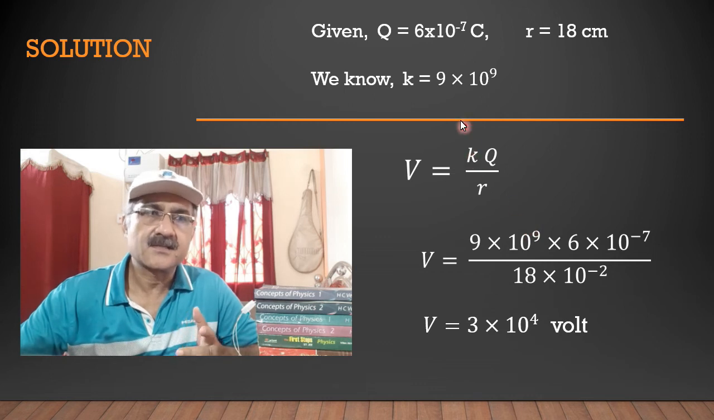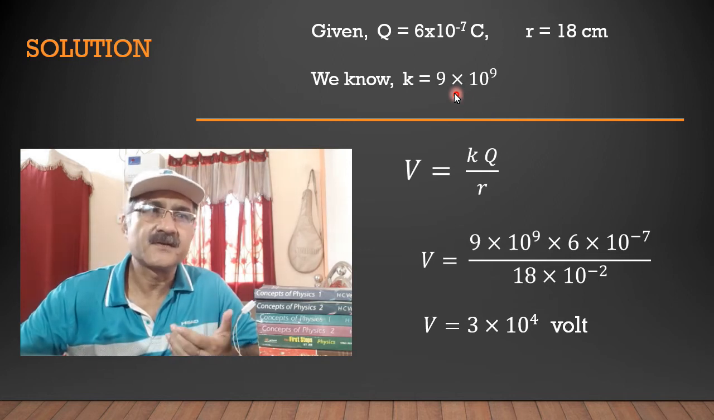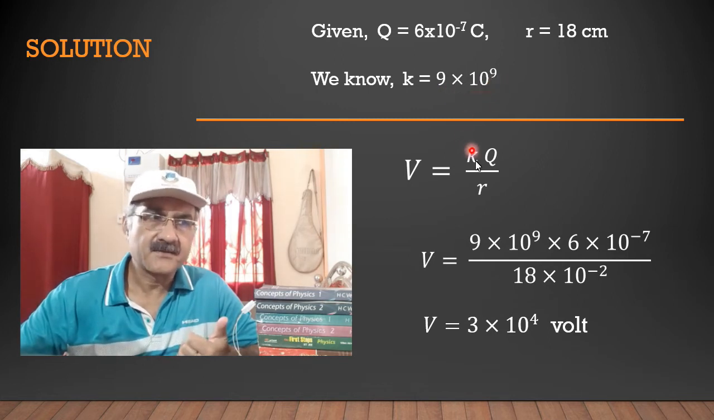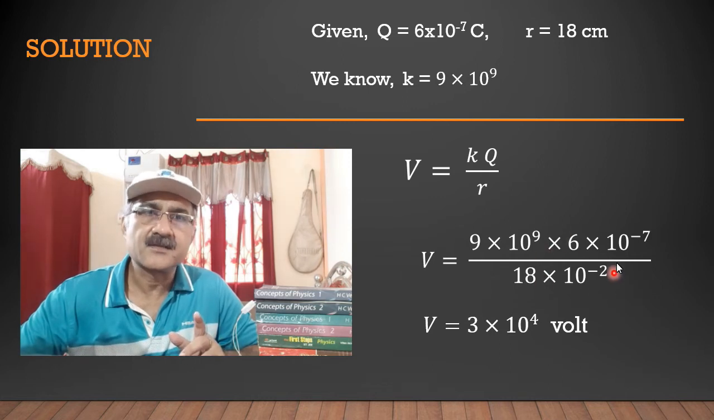K is a standard value. This you should memorize, and sometimes in the exam they give this value, but you should memorize it. It's very simple: 9 into 10 to the power 9. Then replace the value of K here. For Q, write this. For R, 18 centimeter, so 18 into 10 to the power minus 2, converting it into meters, because we are working in SI units. Your units must be consistent, right? Then you calculate this expression, and you will get the potential to be 3 into 10 to the power 4 volt.